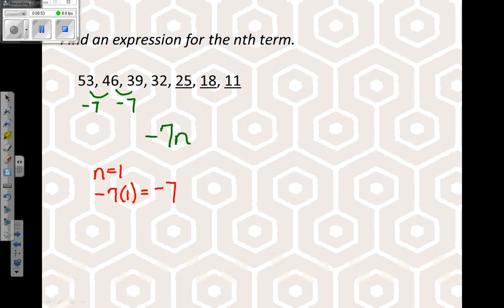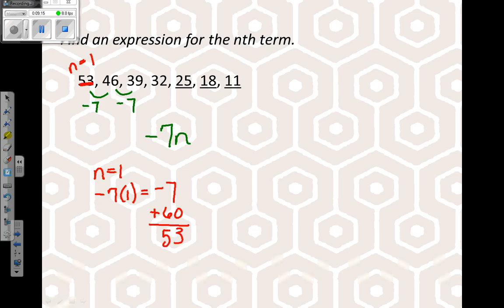But remember that n refers to the term number in your sequence. So when n equals 1, I need 53. Okay. Well, if I plug in 1, I get negative 7. So what do I have to do to negative 7 to get 53? I have to add 60 to it to get my 53.